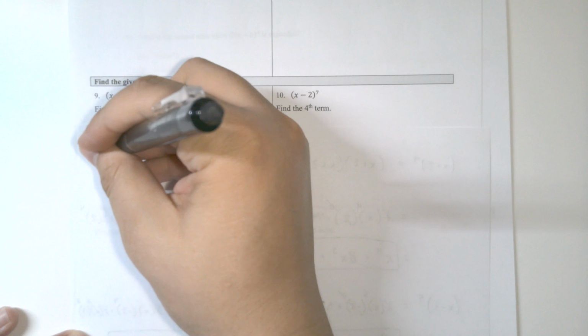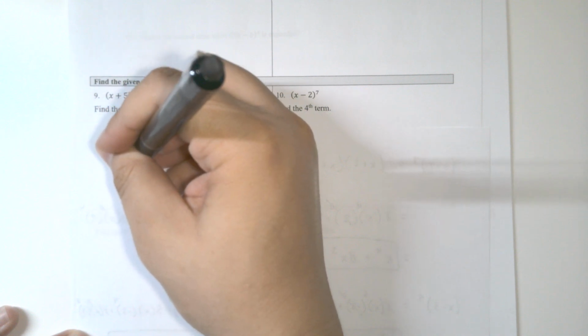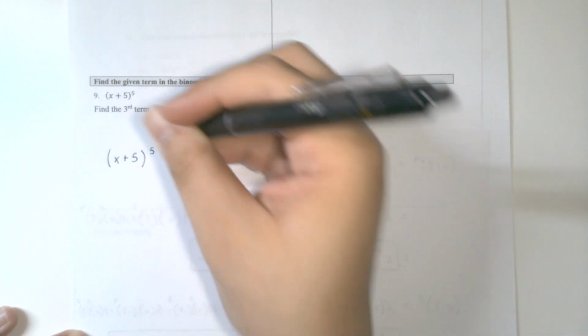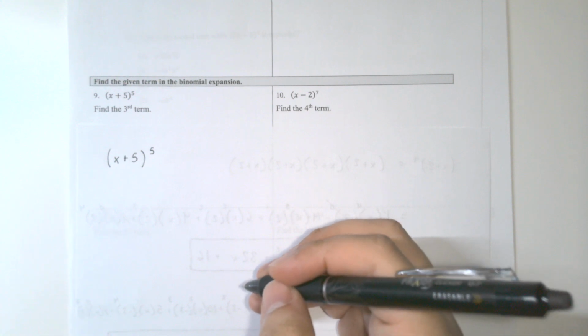Now, the next set of problems that we want to do, we want to find a given term of a binomial expansion. So let's look at x plus 5 to the fifth first. X plus 5 to the fifth, we want to find the third term to this.